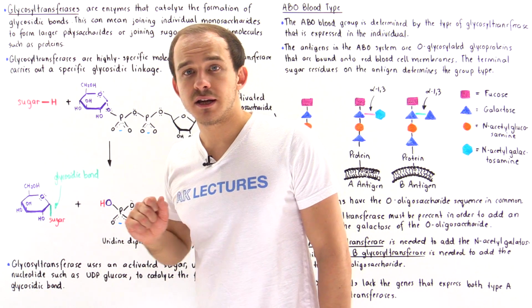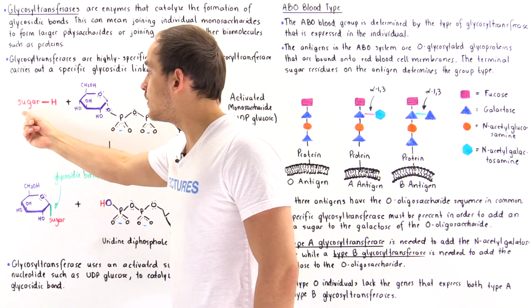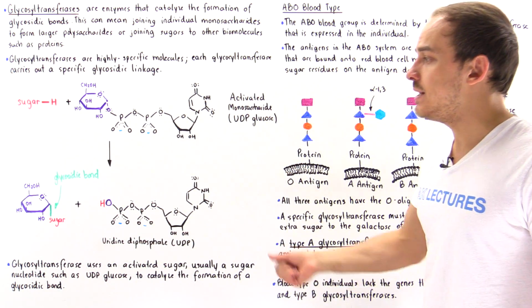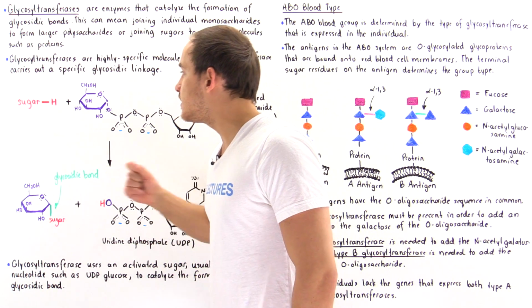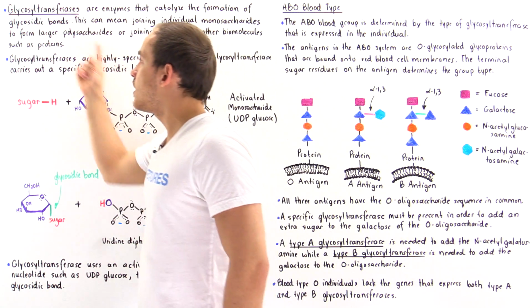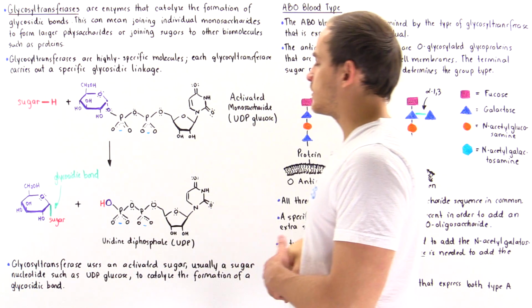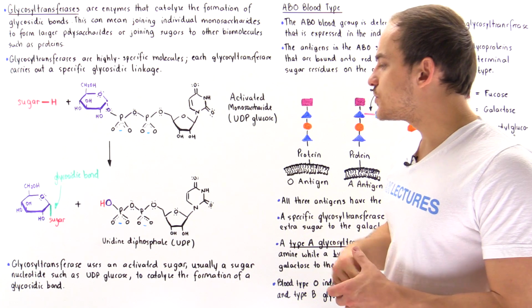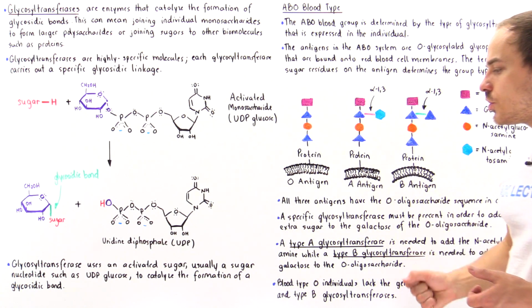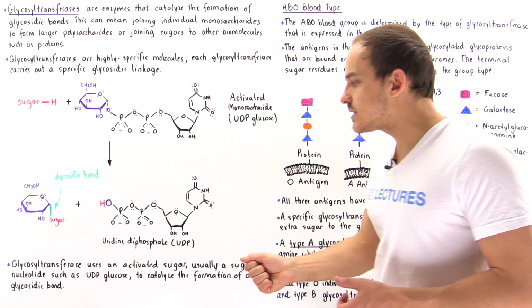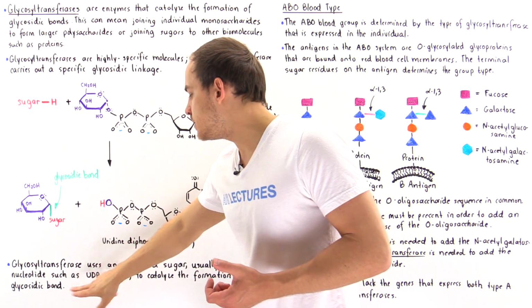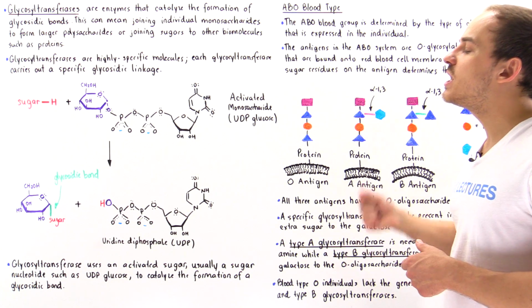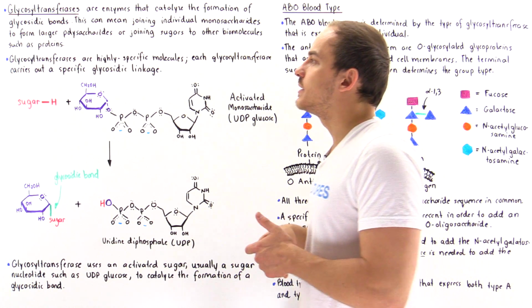That's the glycosidic bond. And of course, instead of having the sugar here, we can also have a protein or we can have a lipid. In either case, we form a glycosidic bond as a result of the action of glycosyltransferases. So glycosyltransferases use an activated sugar, usually a sugar nucleotide, such as in this case, uridine diphosphate glucose, to catalyze the formation of that glycosidic bond.